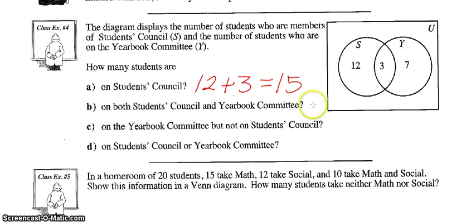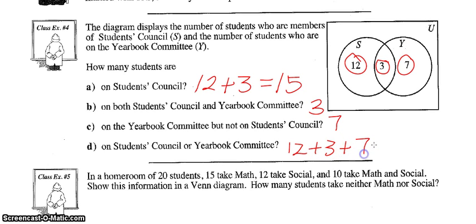On both, there are 3 people on both committees. It's crazy. On yearbook but not on student council, well, 7 of them. They're just in yearbook, but they're not doing student council. On student council or yearbook, then you add up all of them. The 3 are in both, so you don't double count them. You add them all together, and the answer is 22. So there are 22 students who are either on student council or yearbook.